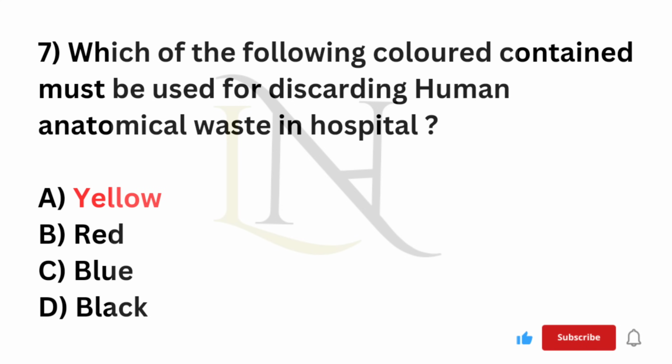And in red dustbin, we will discard plastic, syringes, saline bottles, etc. And in blue dustbin, we will discard vials. And in black or green dustbin, we will discard general waste materials, and white dustbin is a puncture proof container. We will discard in that white container sharp items like needles and surgical blades, etc. Move to next MCQ.